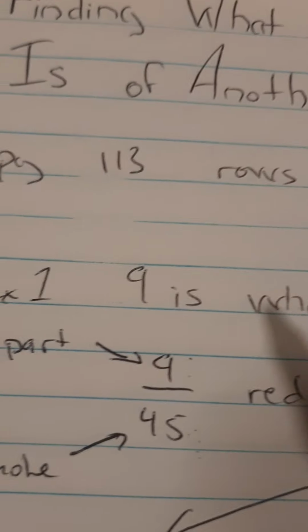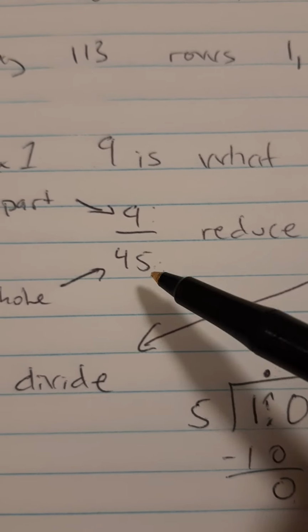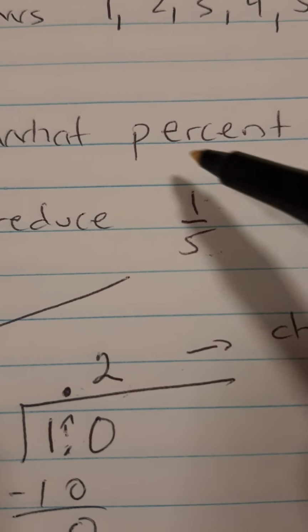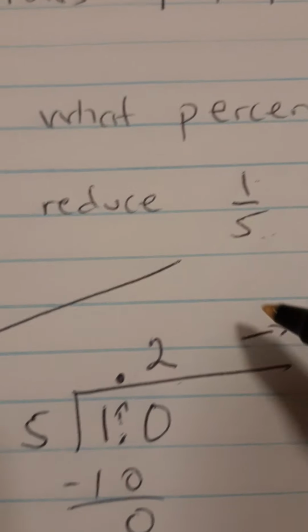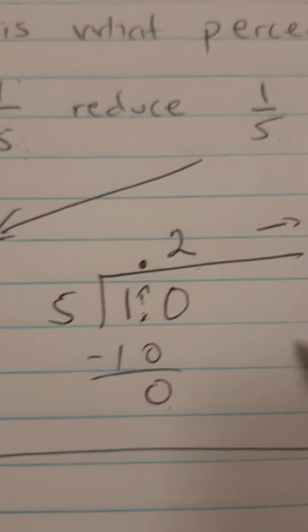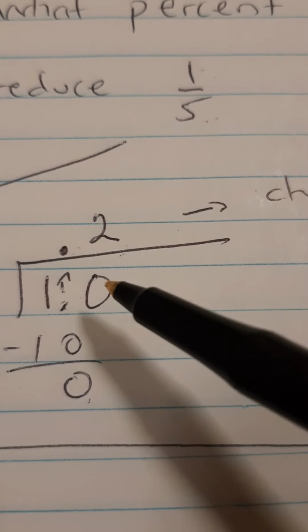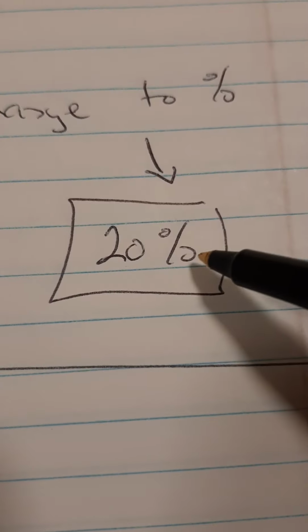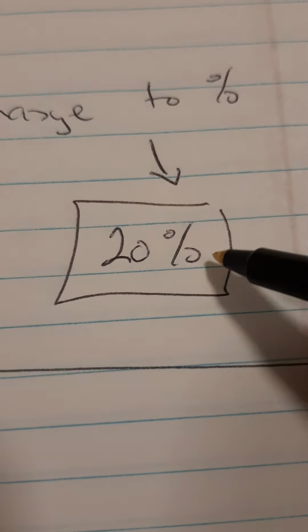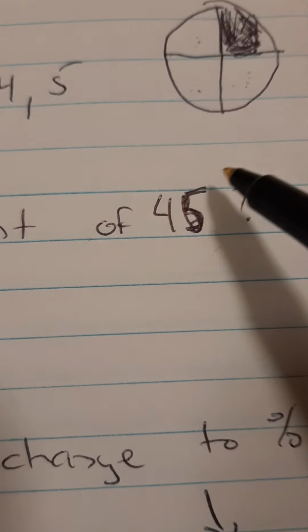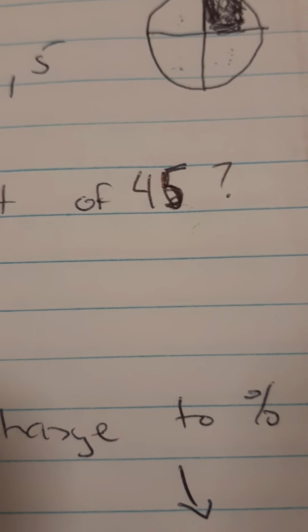So step 1, write the part over top of the whole. Step 2, reduce to make your life easier. Step 3, do the division. And then the final step is turn your answer, which is your decimal, into a percentage. Change to percentage. So 9 is 20% of 45. And there's your answer. Now that was the example from page 113.